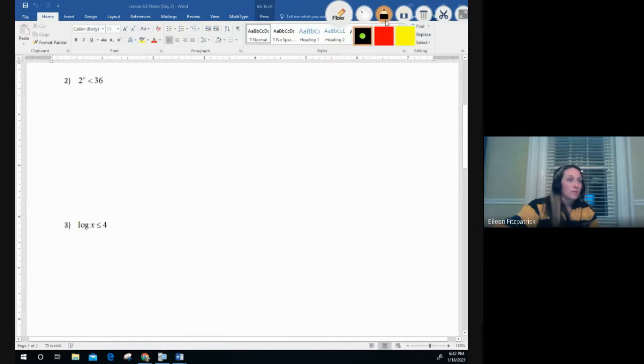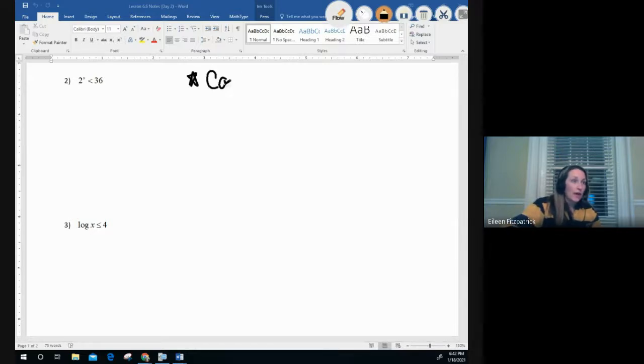For problem 2, now this is an important note for inequalities. You can't change forms across inequalities.